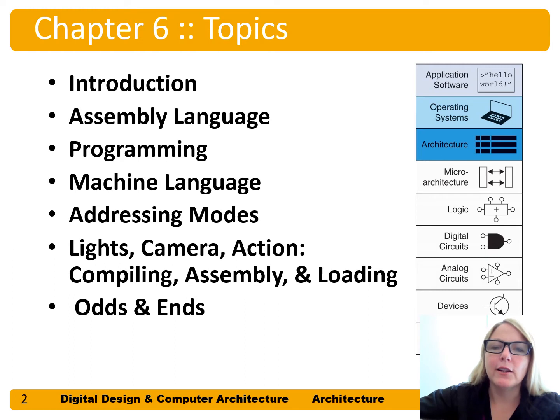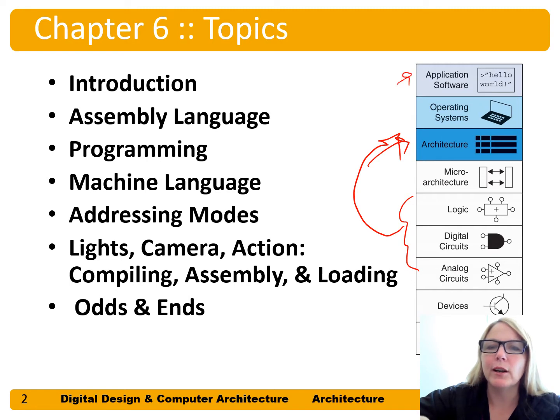So here we are in our thread of abstraction. We've jumped up to architecture. We were down talking about, in the previous chapters, digital circuits and logic circuits. Now we jump up a higher level of abstraction to architecture, keeping in mind our programs or application software and a little bit of operating systems. And then in Chapter 7, we'll start talking about how we actually build a machine, a processor, to perform these instructions. And that's the microarchitecture.